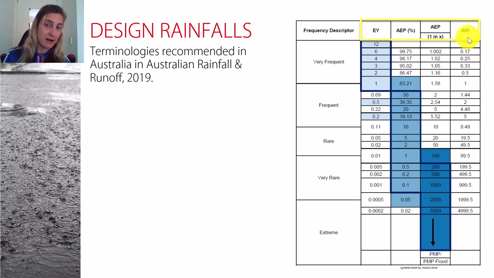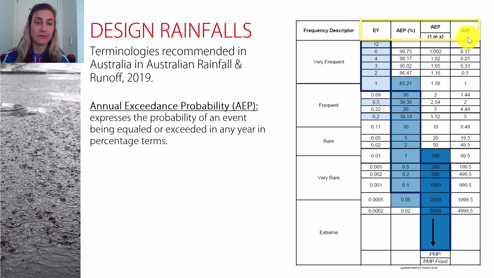Now, the ARI terminology has been replaced by the AEP terminology, okay, the annual exceedance probability, which expresses the probability of an event being equaled or exceeded in any year in percentage terms. Okay, and it's closely related to the ARI by this formula. So if you find some design rainfalls, design floods specified in terms of ARI, you can easily convert to AEP using this formula.